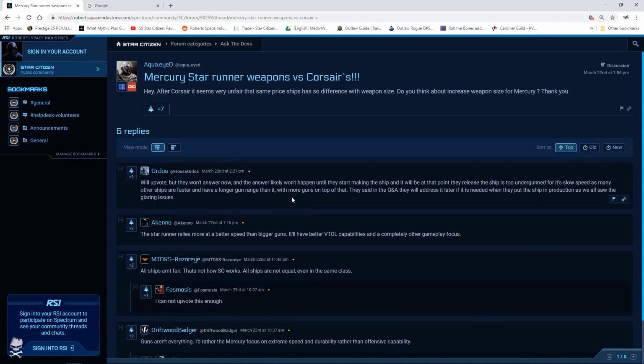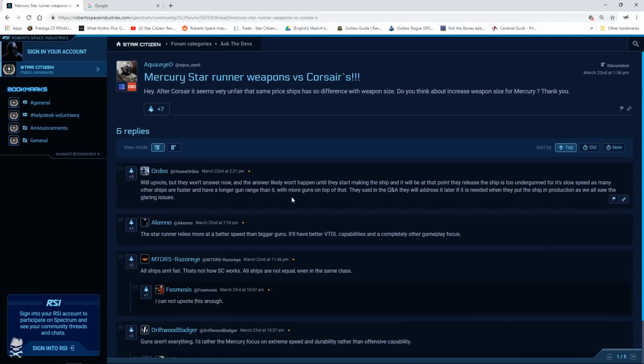Aqua ID asks: Mercury Star Runner weapons versus Corsairs. Hey, after Corsair, it seems very unfair that the same price ships have such a difference in weapon size. Do you think about increased weapon size for the Mercury? Thank you. No. Yeah, so short answer, no. Long answer is the Mercury Star Runner and the Corsair have two entirely different mission profiles.